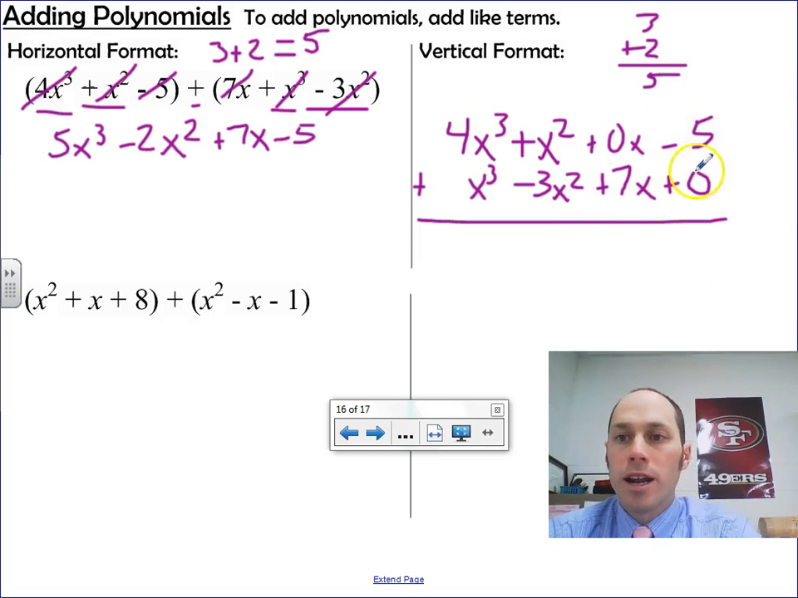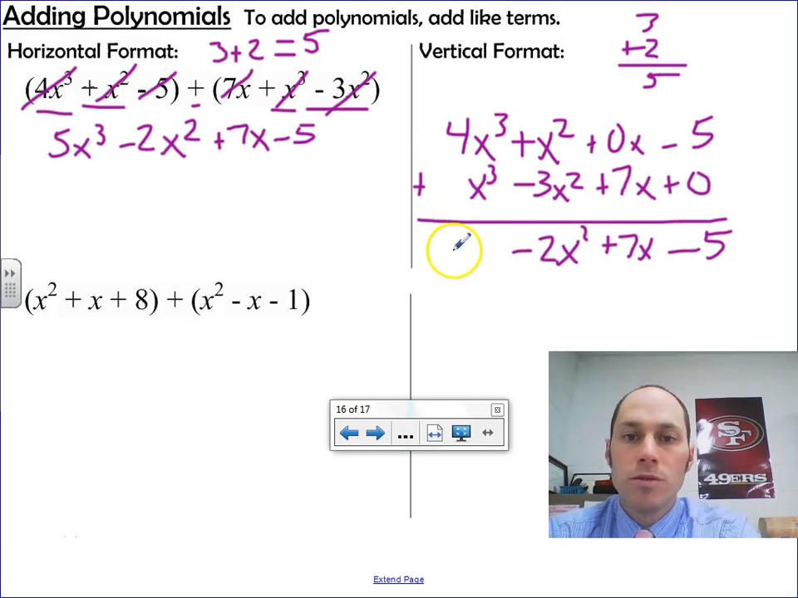And we just combine like we're adding, start right to left, as we go through it. Negative 5 plus 0 is negative 5. 0x plus 7x is 7x. You can go left to right also, it doesn't matter. Just go with what you're used to. 4x to the third plus x to the third is 5x to the third. Okay?